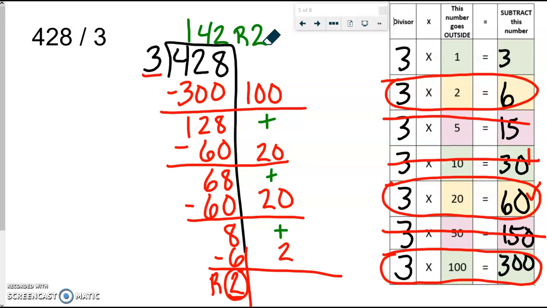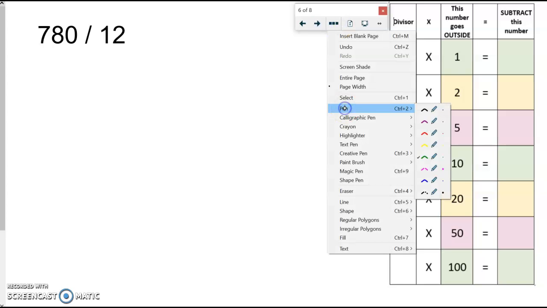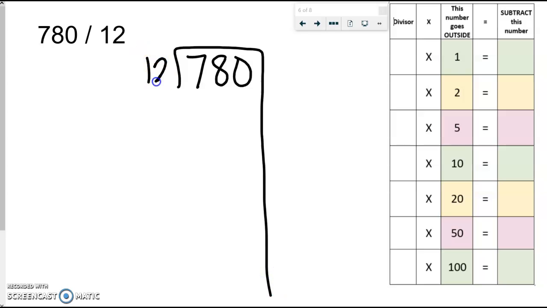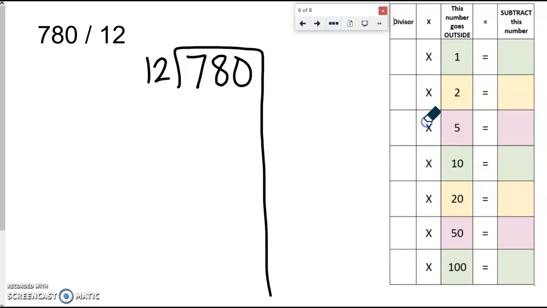Okay? Let's do one more just to make sure everybody has this down pat. Let me get my black pen back out. Let's try one with a 3-digit number and a 2-digit number. 780 divided by 12. Okay? 12 is outside my house, so that means he's my divisor. Goes all the way down.